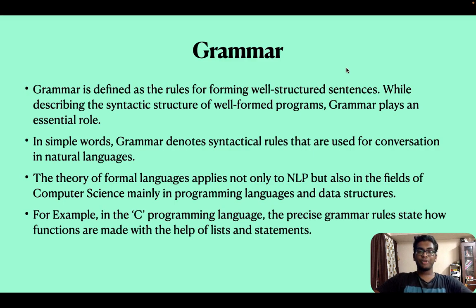The theory of formal languages applies not only to NLP, but also in the fields of computer science, mainly in programming languages and data structures. For example, in the C programming language, the precise grammar rules state how functions are made with the help of lists and statements.